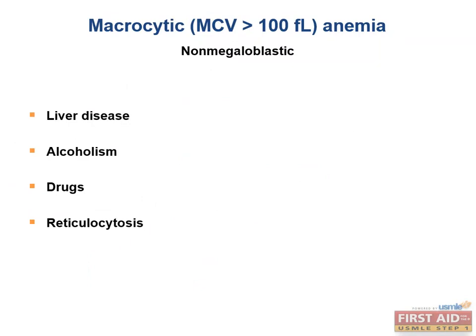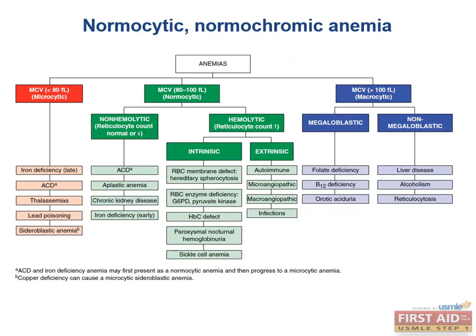The non-megaloblastic macrocytic anemias can be caused by liver disease, alcoholism, and certain drugs. Reticulocytosis will also result in a non-megaloblastic macrocytic anemia, since reticulocytes are larger than mature erythrocytes with a higher MCV. Now we'll discuss the normal-sized anemias. The normocytic, normochromic anemias may be classified as either hemolytic or non-hemolytic.